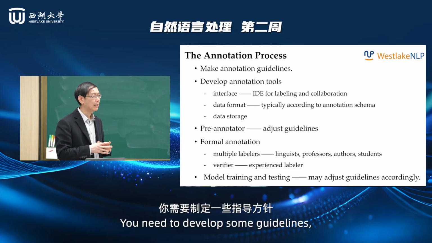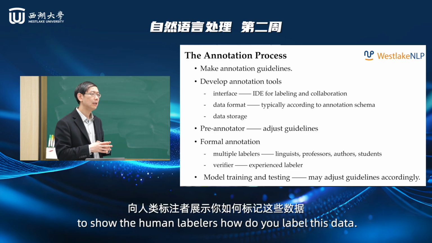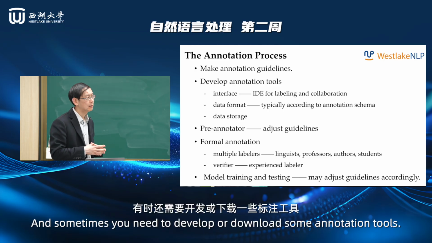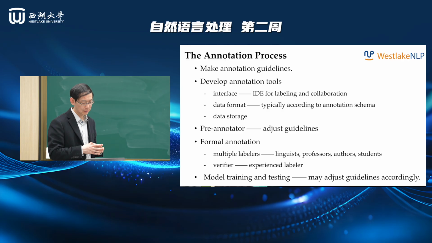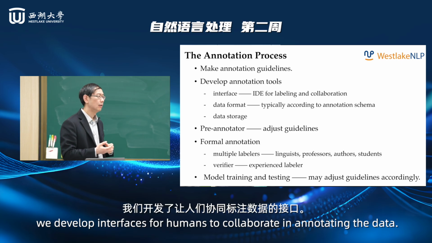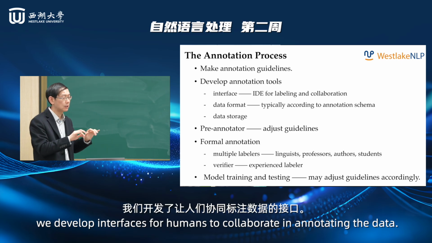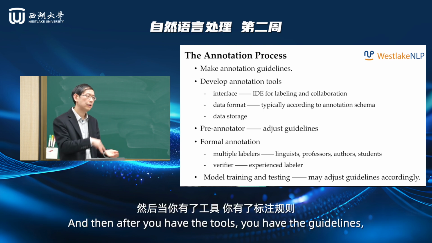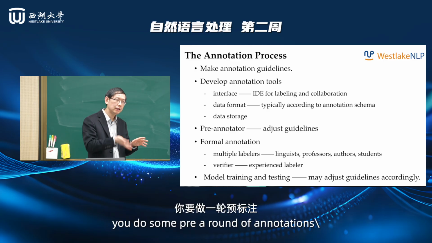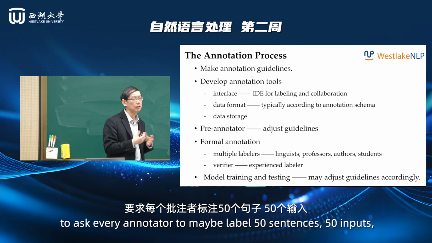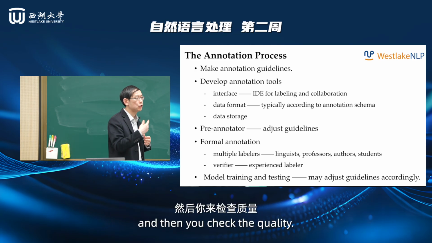You need to develop some guidelines to show the human labelers how to label this data. And sometimes you need to develop or download some annotation tools. For some problems, we develop interfaces for humans to collaborate in annotating the data. After you have the tools and the guidelines, you do some rounds of annotation. Ask every annotator to maybe label 50 sentences, 50 inputs, and then you check the quality.